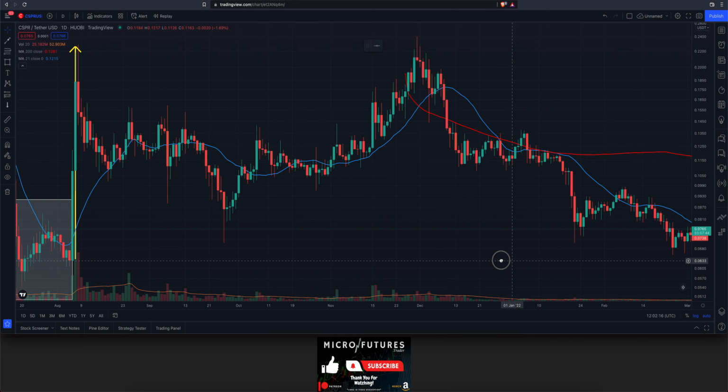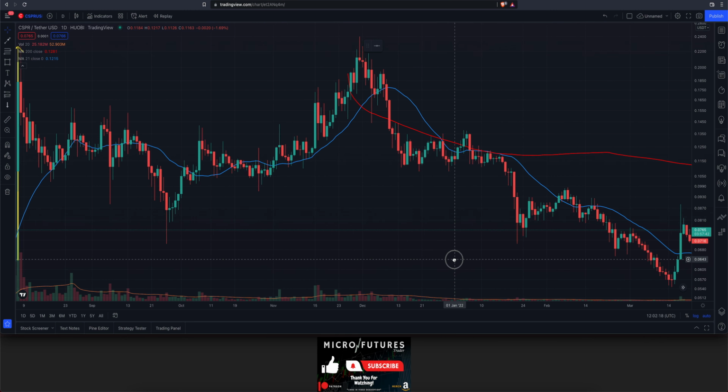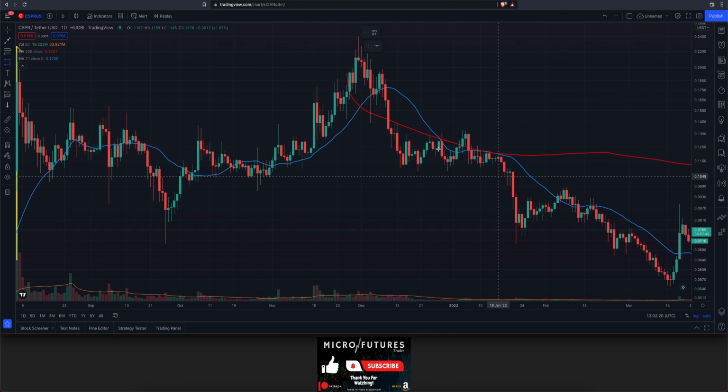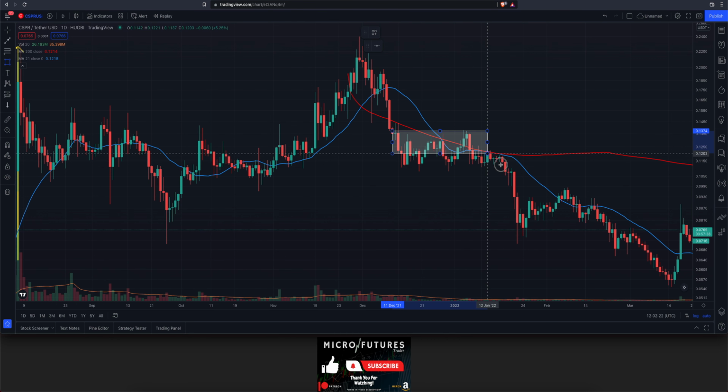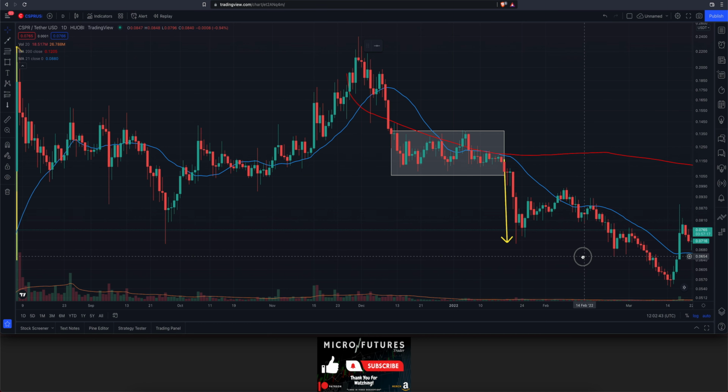Heading over to this area here, we have another example of CASPER trending sideways for, let's see here, the 11th of December over to January. So about another month. And then what does the price do? Price moves out of that range and downward.